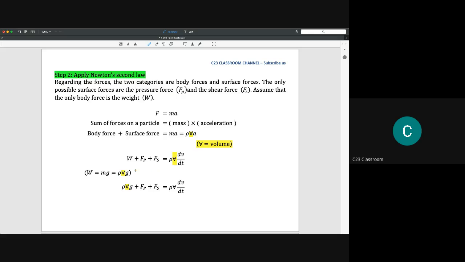So we have the very simple one, this one. And then for the weight here, we change it into mg, and then we could change again the value of mass here by rho, volume, and gravity. So we write everything here. So these are the terms.